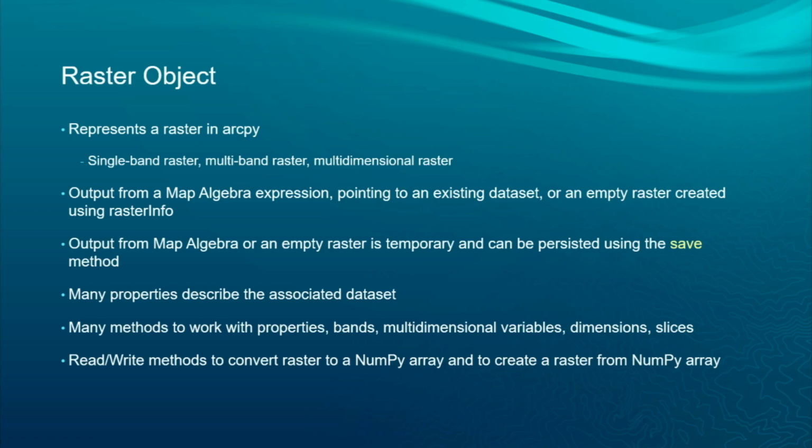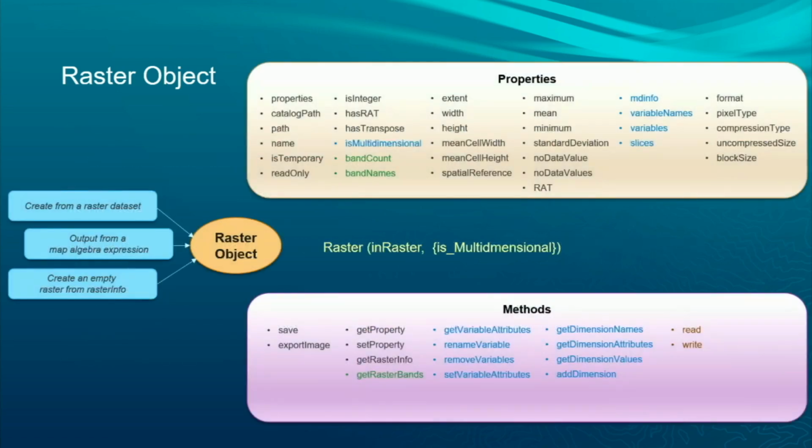Okay, many properties describe the associated data set. Okay, many methods to work with properties and bands and multidimensional raster, which is very important, and a read-write method. So if you look at it as a whole, this slide will try to capture the essence of it, okay? A raster object is created from a raster data set or output from a map algebra expression or a raster tool that we run, or you can create an empty one. Now we have properties, we have methods.